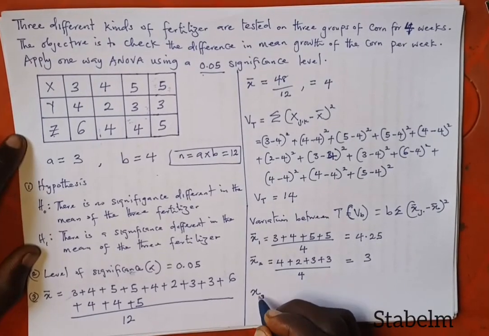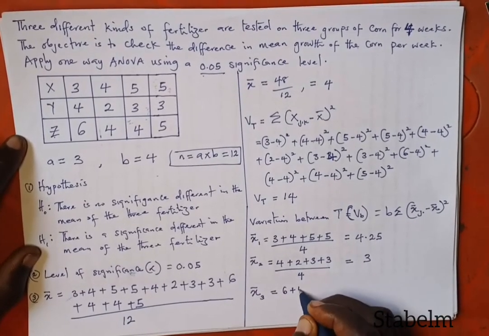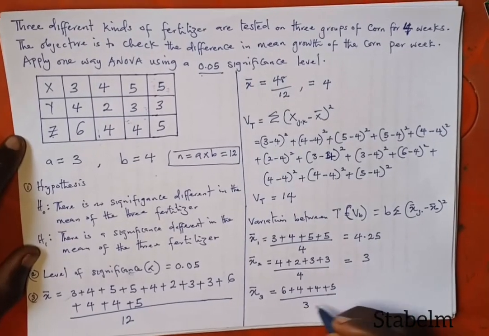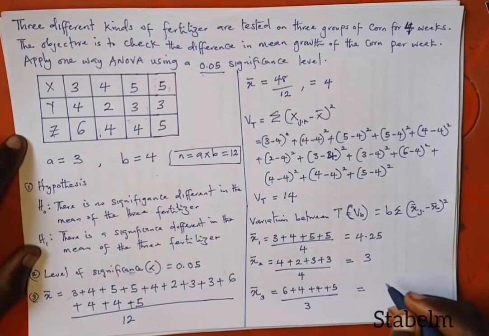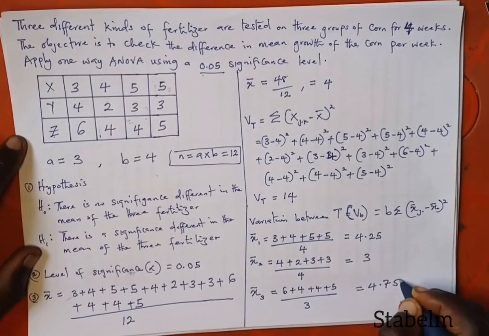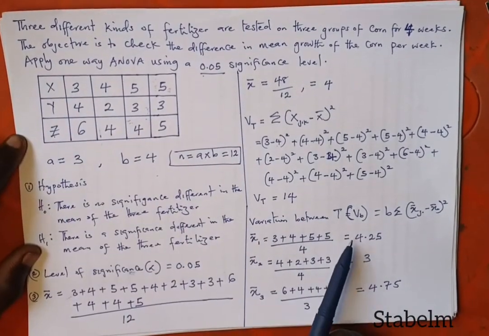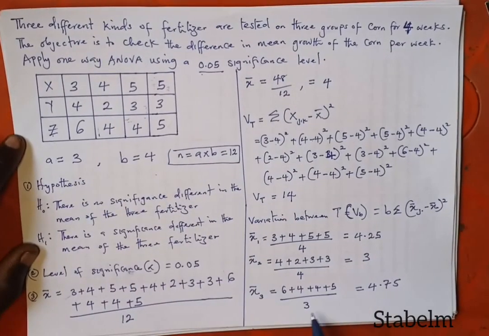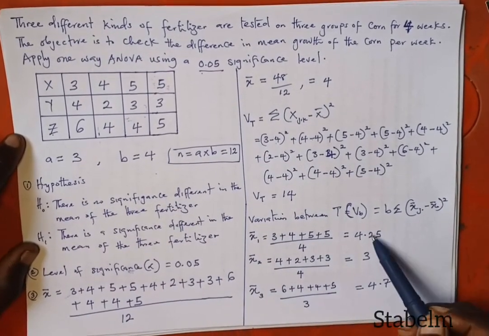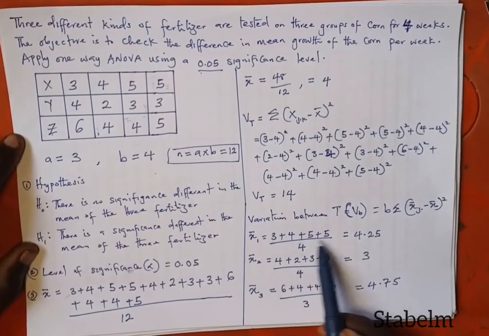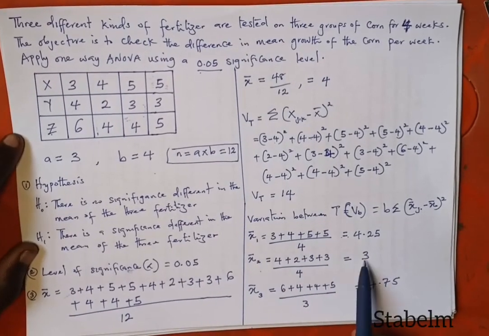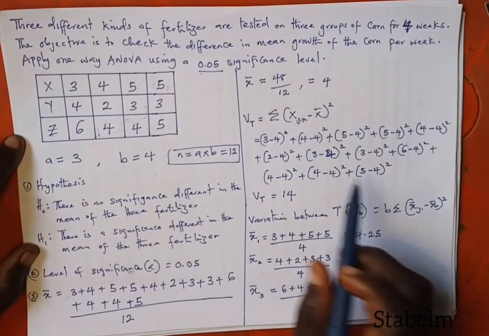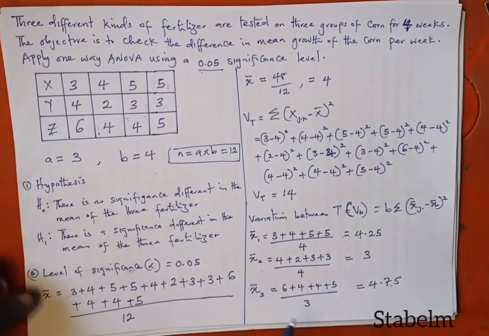And finally we have x bar 3 equals 6 plus 4 plus 4 plus 5 divided by 4. This is equal to 4.75. So the mean for the first treatment is 4.25. The mean for the second treatment is 3. And we have the mean for the third treatment, which is 4.75. So each value here stands for x bar j dot, for treatment 1, treatment 2, treatment 3. Each of these values we are now going to subtract from x bar. And what is our x bar? Our x bar equals 4.